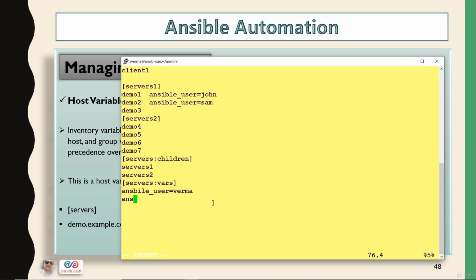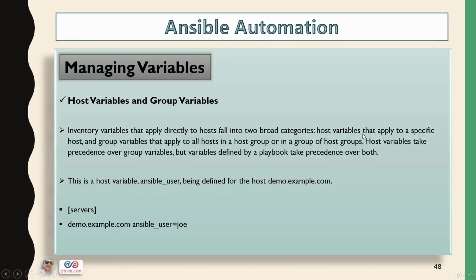Suppose I am defining ansible_host equal to anything, like ABCD. This variable is applicable for all my hosts like demo1, demo2, 3, 4, 5, 6, 7, 8, because this variable is not defined here. If it is the same variable defined at both ends, which is going to take precedence? Your host variable will get the precedence here. So host variables take precedence over group variables, but variables defined by the playbook take precedence over both.